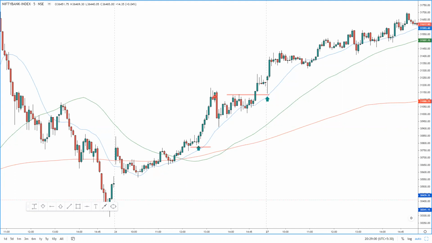Now, as I said, just a signal bar or just the moving averages cannot be a reason to place the trade. There are multiple concepts which we also have to consider, and probably we will talk about it in some other videos.